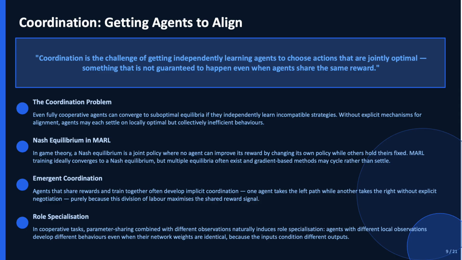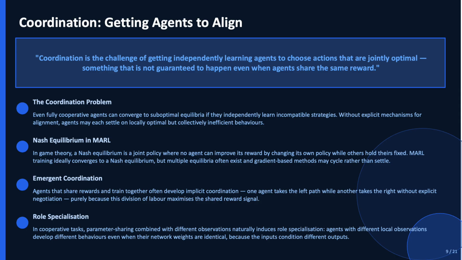Coordination failure is a phenomenon where individually rational learning agents converge to a joint outcome that is collectively suboptimal, even when a better joint outcome exists and all agents would prefer it. This happens because reaching the better outcome requires agents to simultaneously adopt complementary strategies, and gradient based learning provides no guarantee that agents will synchronize their policy updates in the right way.